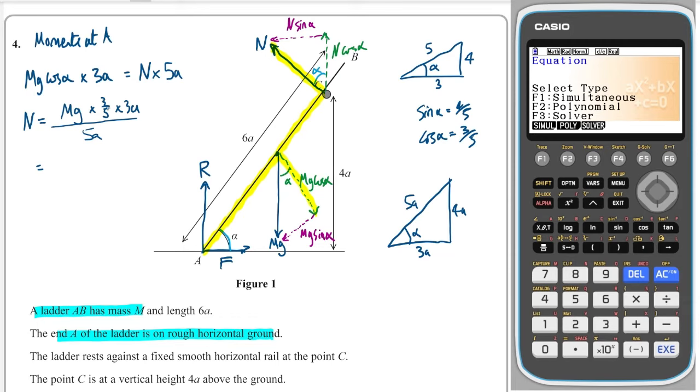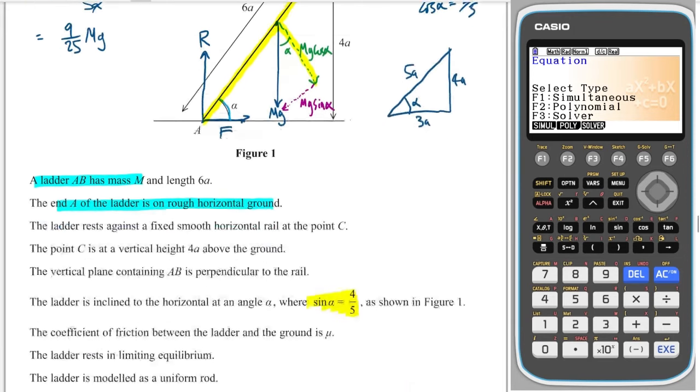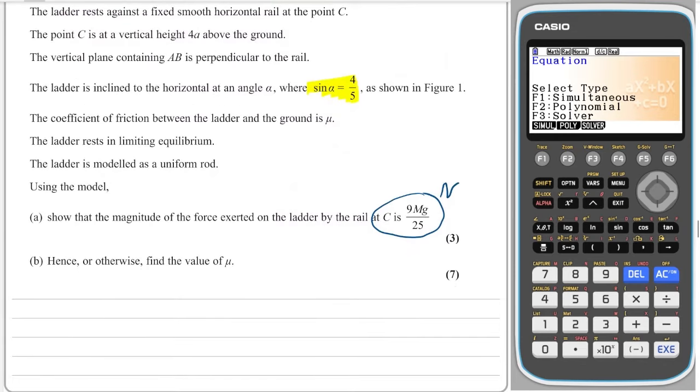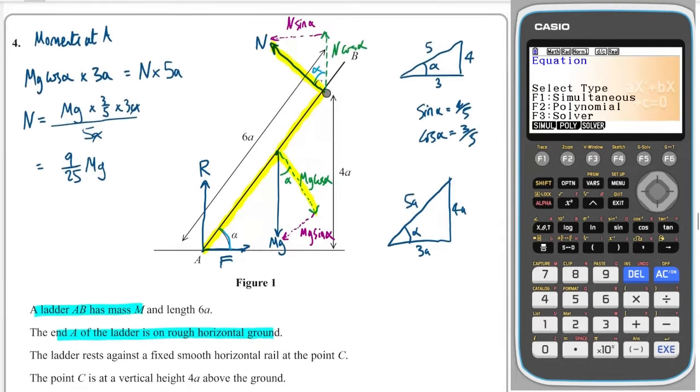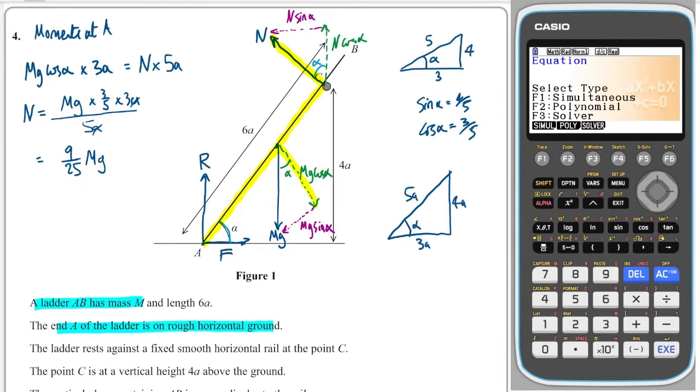We've got a 3 and a 3 makes a 9, and a 5 divided by 5 is a 25. The a's will cancel, so we have 9 over 25 mg, as required. It next says, hence or otherwise find the value of mu. Okay, the value of mu.